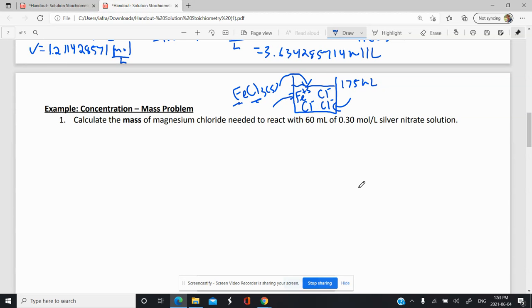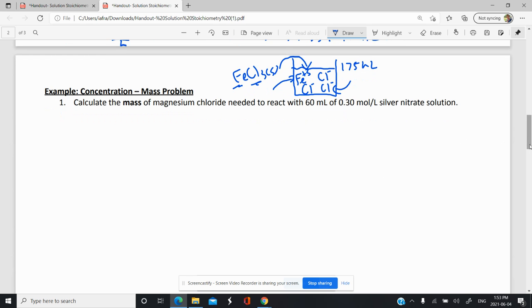All right, so now we're doing a concentration mass problem. Our concentration mass problem is going to be a stoichiometry type problem where there's a reaction.